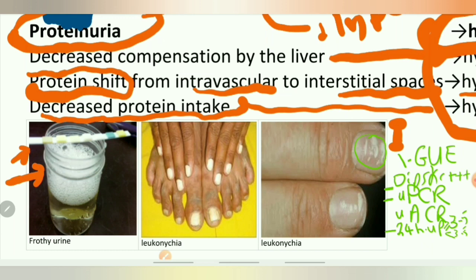The other feature we notice in patients who have proteinuria and hypoalbuminemia is the picture of white colored nails. It could be patchy like this, or diffuse all over the nails, as seen here in the fingernails or the toenails, and this is what we call leukonychia. So these are the signs of proteinuria, and this is how to investigate.